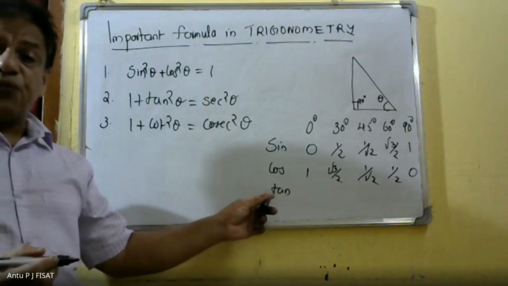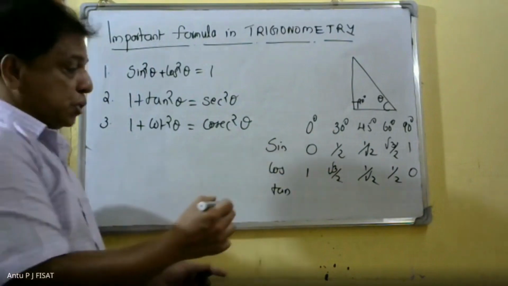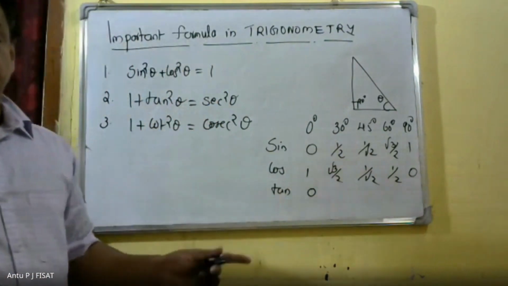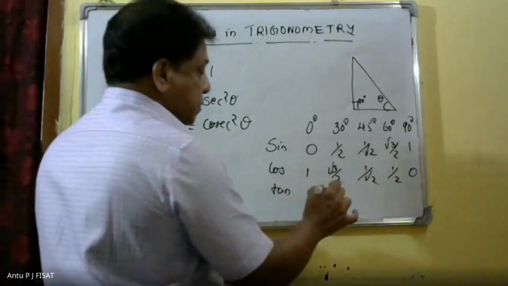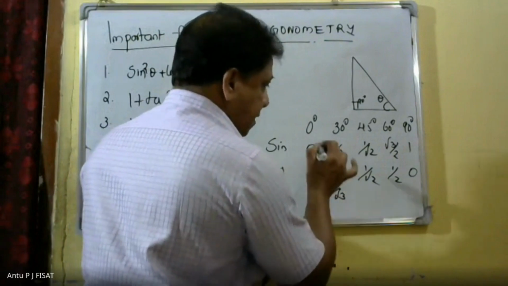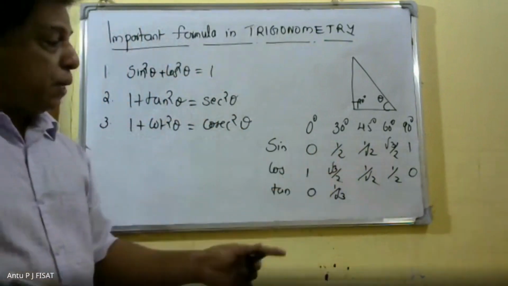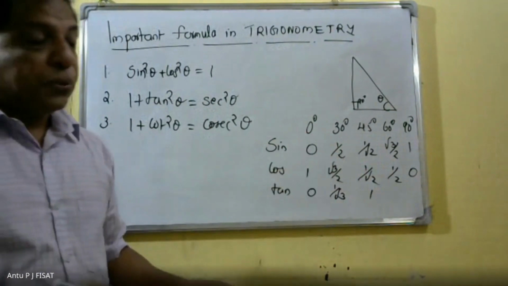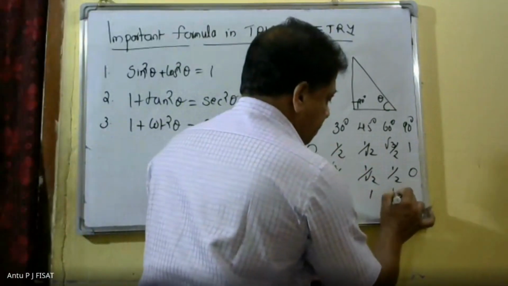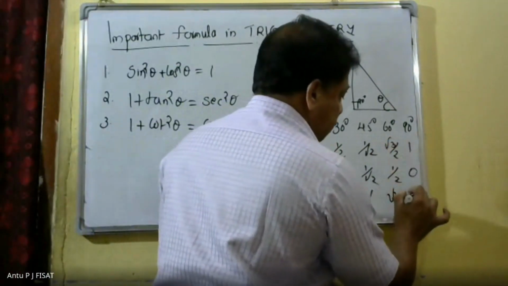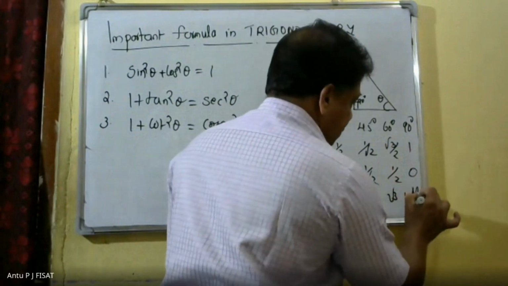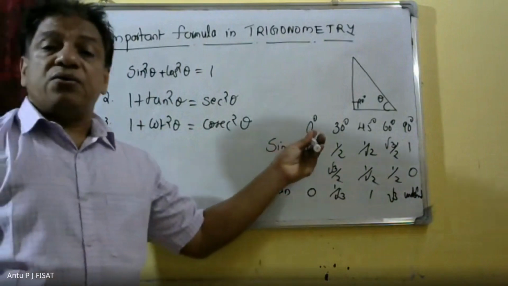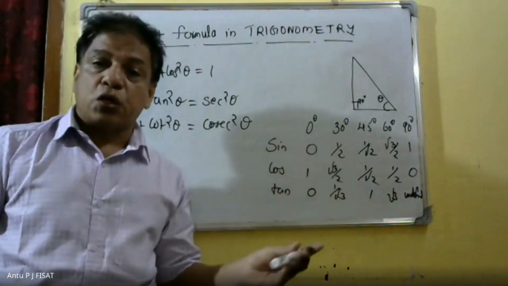Then to find the value of tan, sine by cos. The first value will be 0 by 1, 0. Then 1 by 2 by root 3 by 2, the value will be 1 by root 3. 1 by root 2 by 1 by root 2, the value will be 1. Root 3 by 2 by 1 by 2, that is equal to root 3. 1 by 0, undefined. These are some important values of sine, cos, tan.